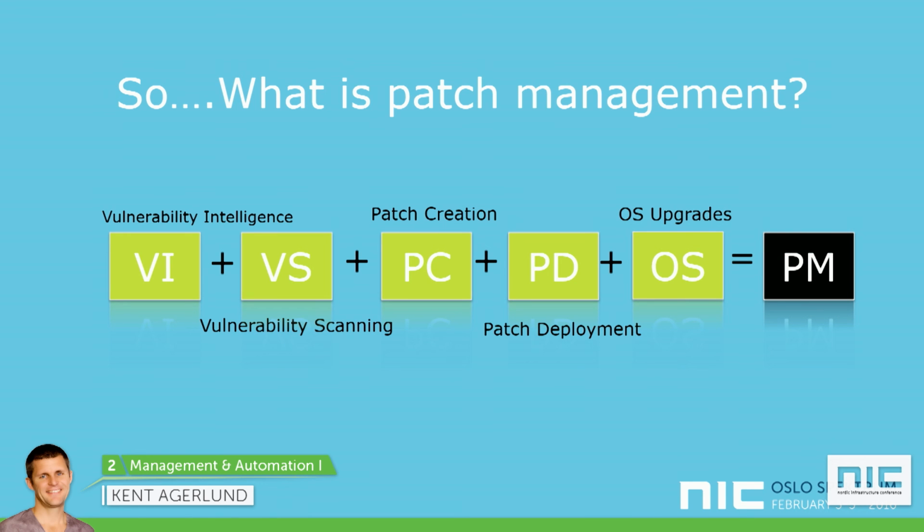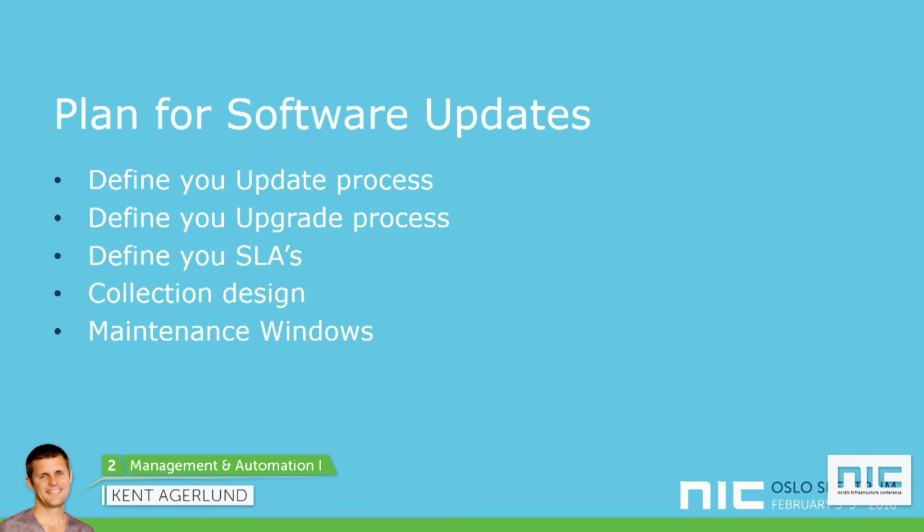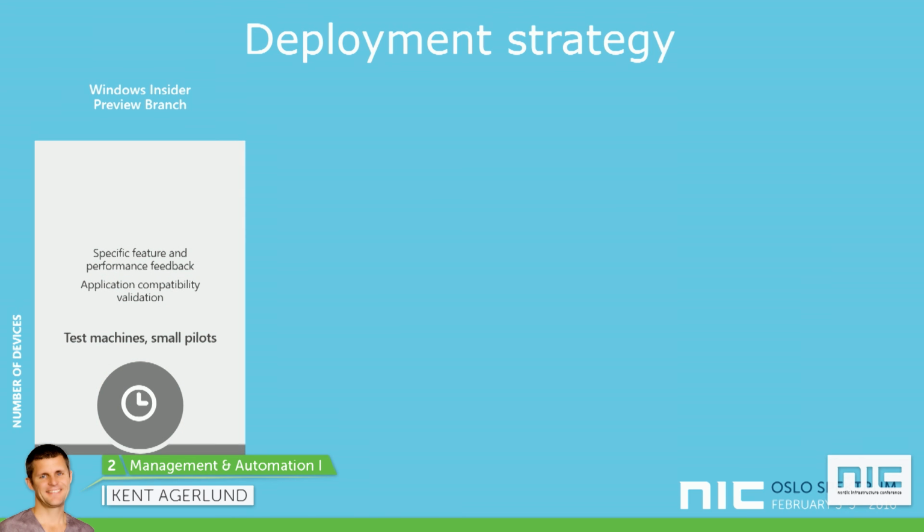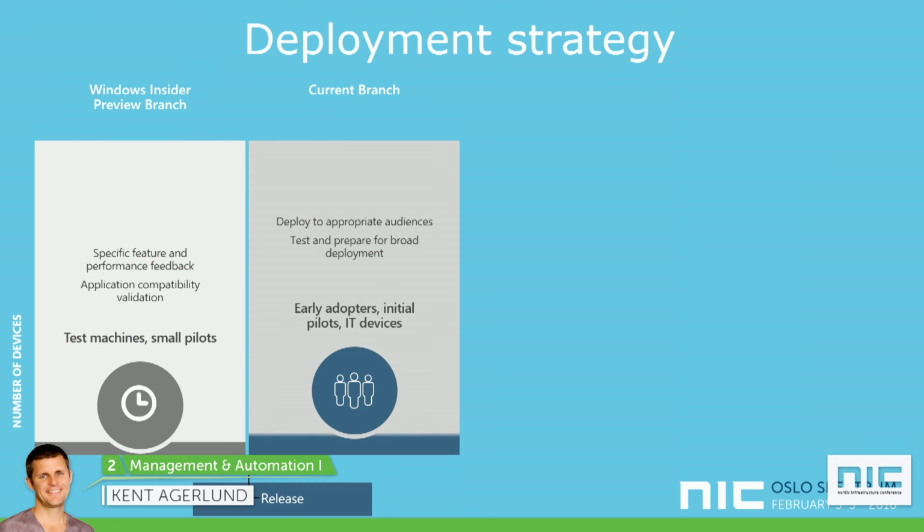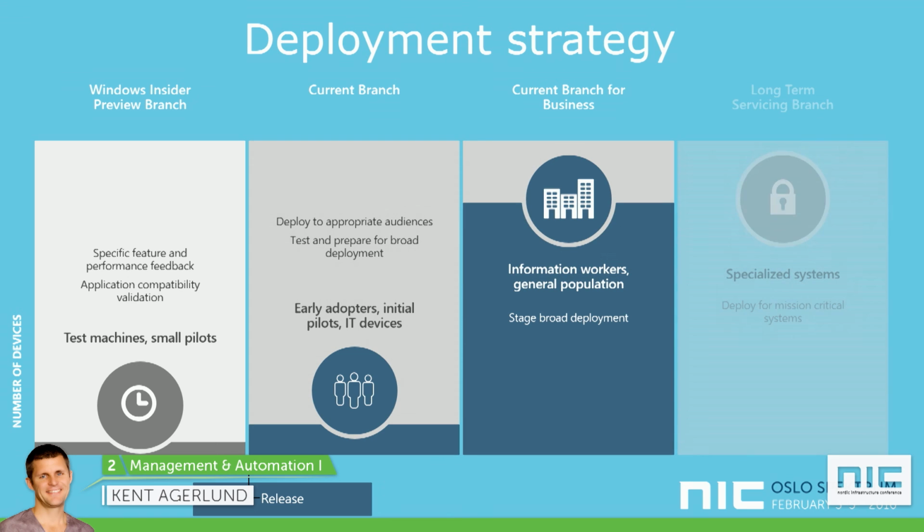Now we have, besides normal Windows patches, also the OS upgrades. The OS upgrades are kind of interesting because normally when we plan for software updates, we define the update processes and all of that, but the upgrade does not fit into that. I cannot have a pilot group where I normally test my Windows 10 updates and then also say, hey, I'm going to test my upgrades on those as well. That doesn't work like that.